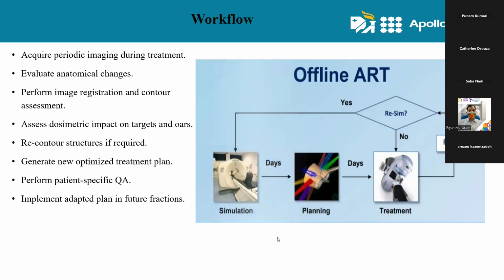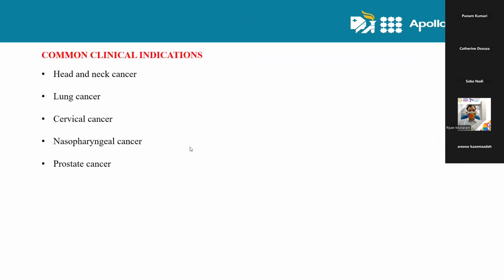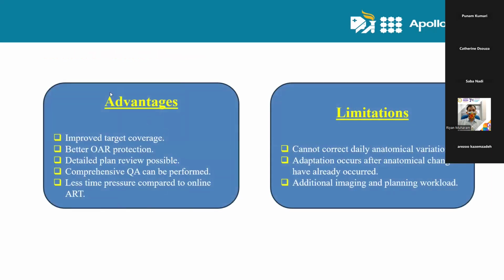The common clinical indications in offline ART are head and neck cancer, lung cancer, cervical cancer, nasopharyngeal cancer, and prostate cancer. These are the common indications for offline adaptive radiotherapy. When we talk about the advantages of offline, no doubt about it, it improves the target coverage.